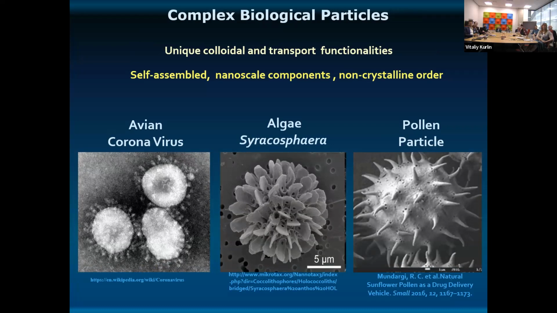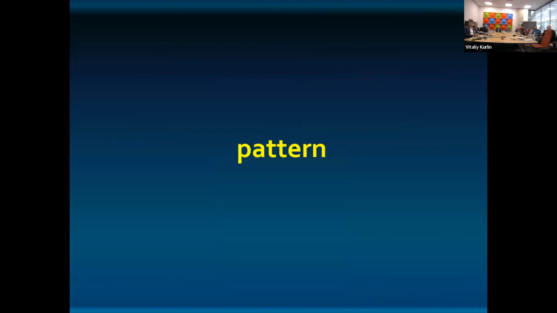What do we see here? Coronavirus, algae, and pollen particle all have very different scales, but all of them are spiky. And this is a pattern. And I would like to highlight that particular word and that particular property. So it's not an order, it's a pattern. And their functionality is related to the pattern. And their functionality is also related to the fact that all of them lack order. Let's try to unravel it, and how to unravel it.